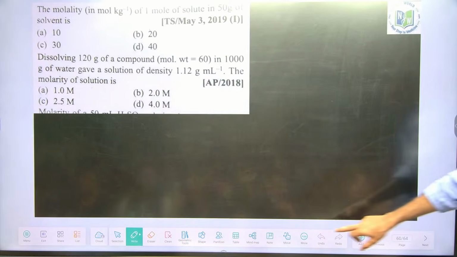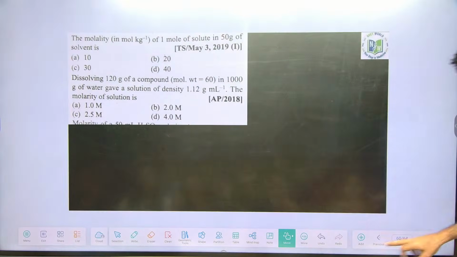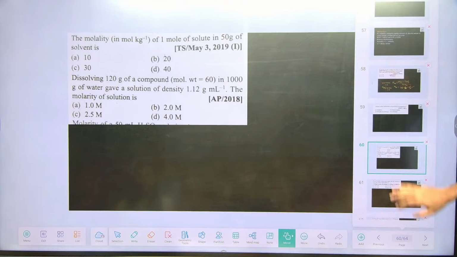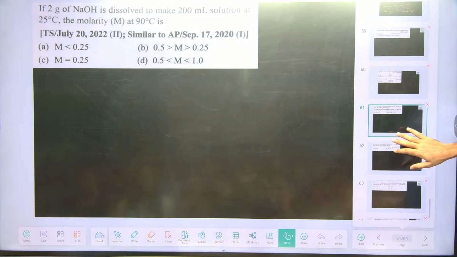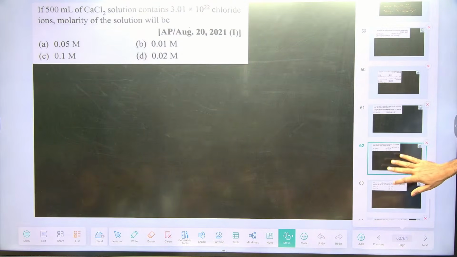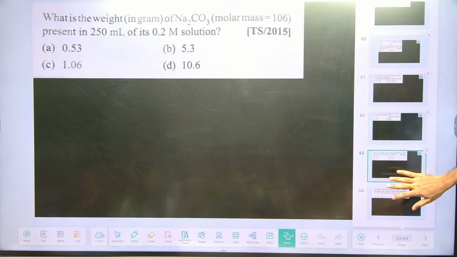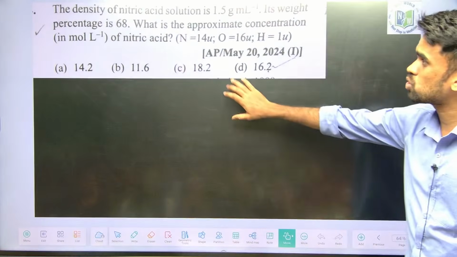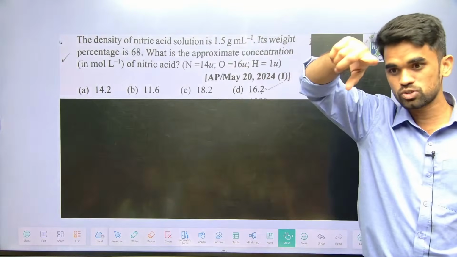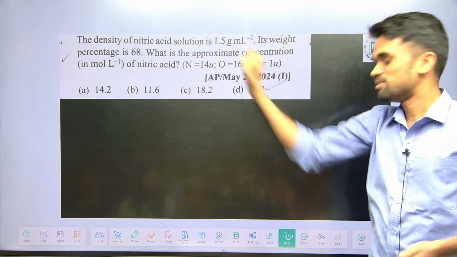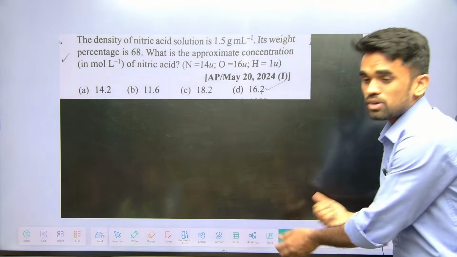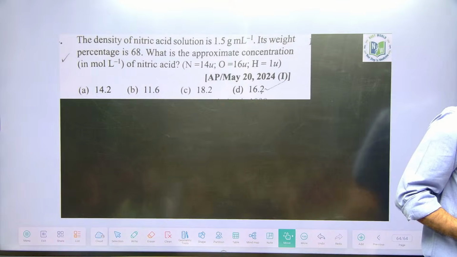Next, these two questions also you can try. So today your duty is to solve all these questions that I have brought for you. All these are PYQs only. You can solve all this. Why am I scrolling like this? Because there are some live students, so they can take these questions and also practice. Okay, that's it. So this is about the session.